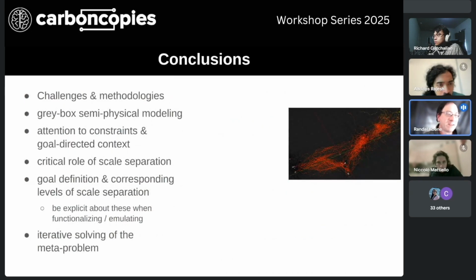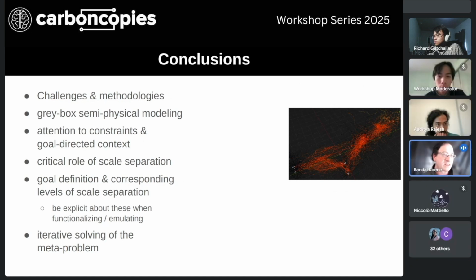Okay, in conclusion, in this presentation, I tried to give a cautious account of challenges and methodologies involved in system identification within the context of brain emulation. I tried to point out the gray box semi-physical modeling steps and attention to constraints and context. I emphasized the critical role of scale separation in both the brain and its emulation, the importance of paying attention to hierarchical points of scale separation and corresponding abstraction. Clear goal definition corresponding to appropriate levels of scale separation should guide and be the first things to be explicit about in functionalization or emulation attempts. I also pointed out the iterative nature of the meta problem.